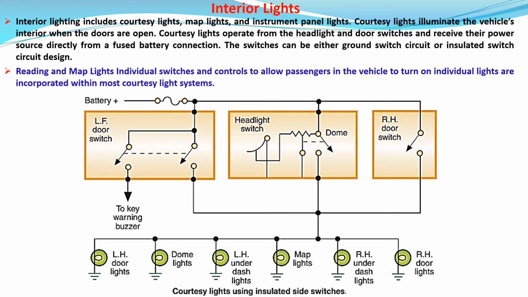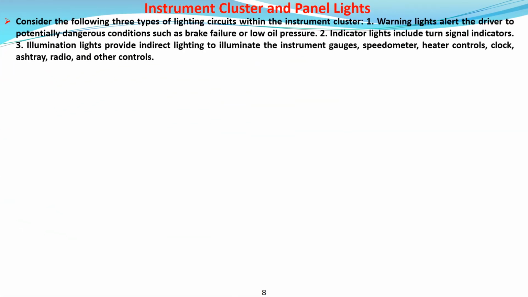Reading and map lights, with individual switches and controls that allow passengers in the vehicle to turn on individual lights, are incorporated within most courtesy light systems. Instrument cluster and panel lights. Consider the following three types of lighting circuits within the instrument cluster.